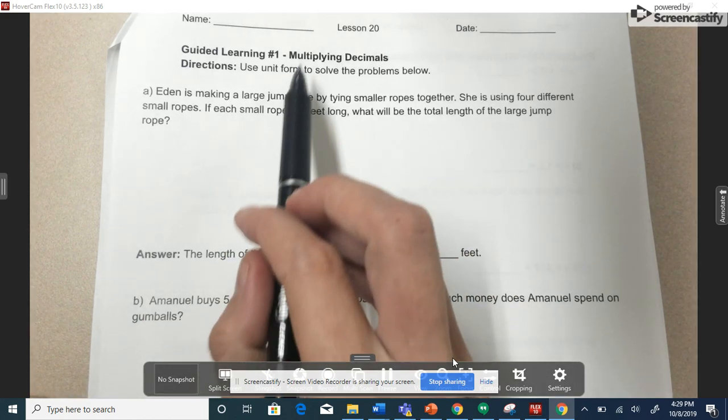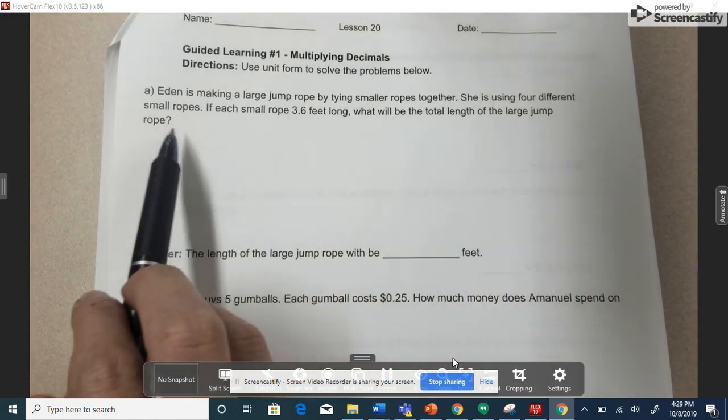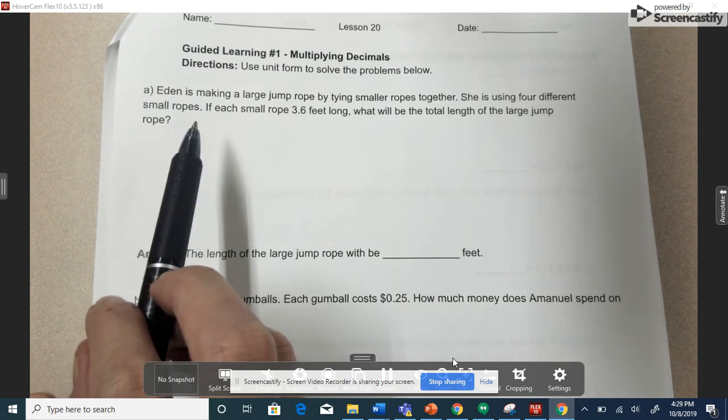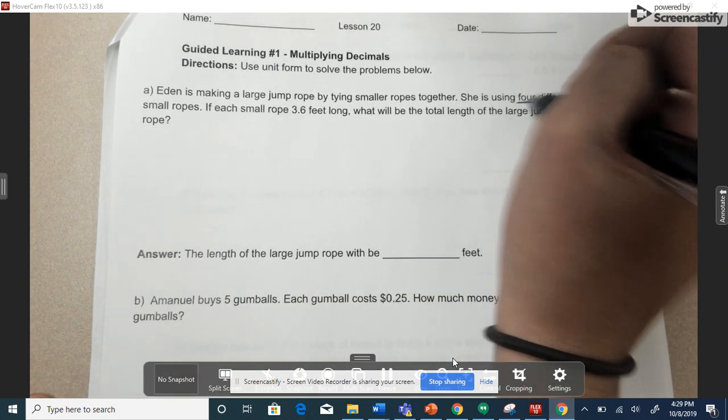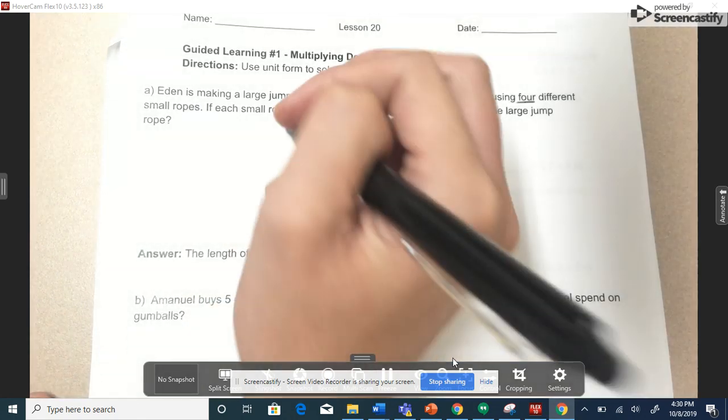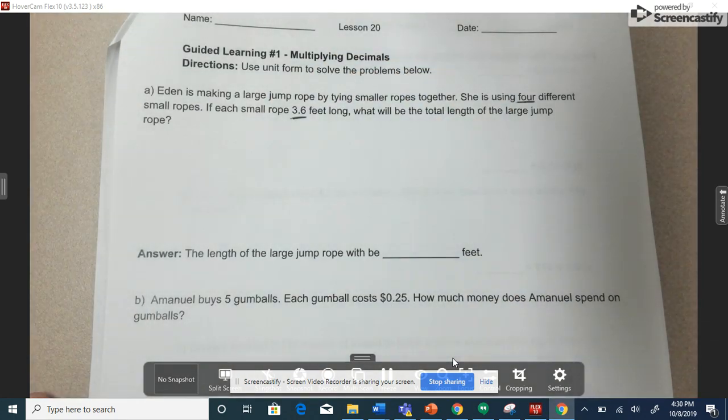Today we're going to learn how to multiply decimals. Eden is making a large jump rope by tying smaller ropes together. She is using 4 different small ropes. If each rope is 3 6/10 feet long, what will be the total length of the large jump rope?